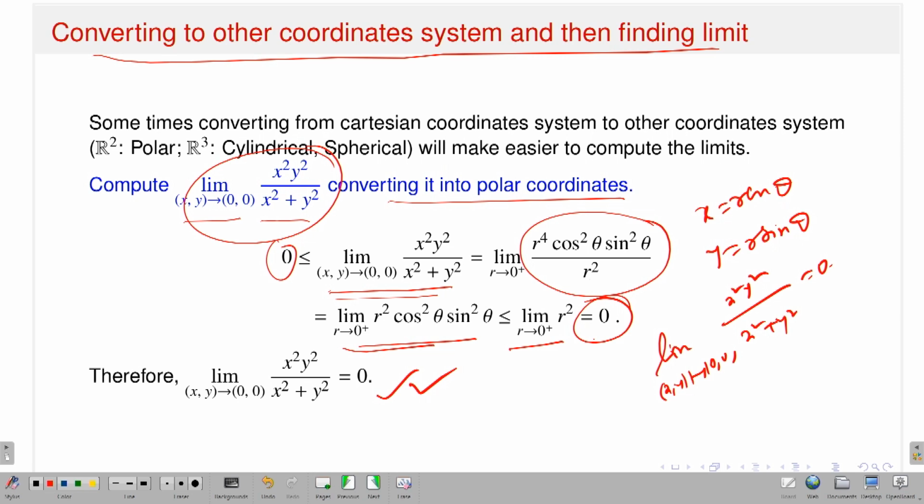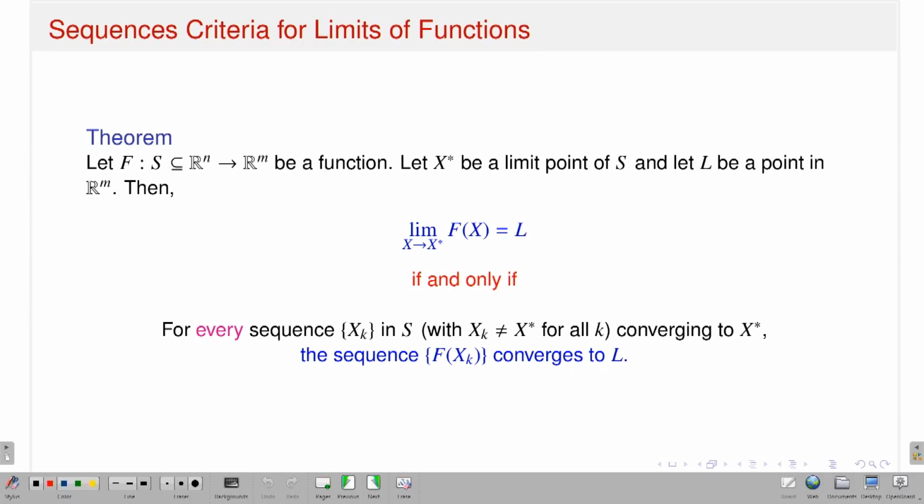So what I am trying to say is that by looking at the function, if you change the Cartesian coordinates to some other coordinates, like polar, cylindrical or spherical coordinates, sometimes the calculation is easier to show whether the limit exists or does not exist. So that's the main point.